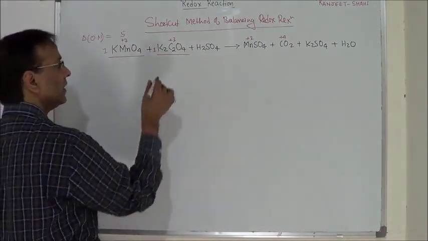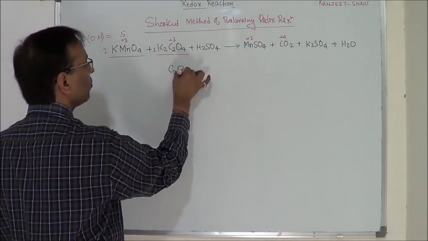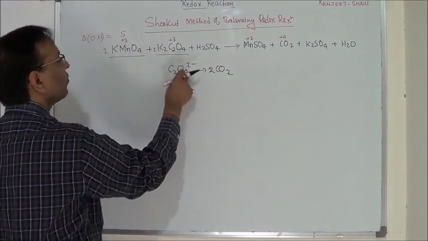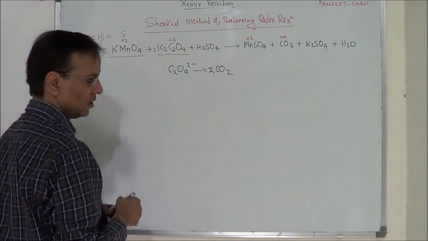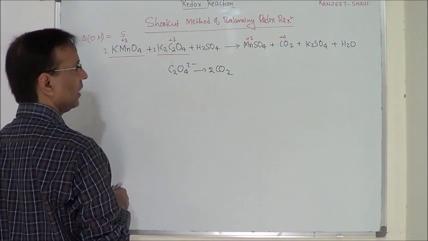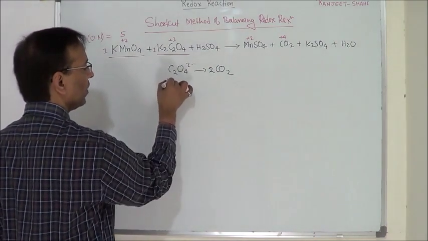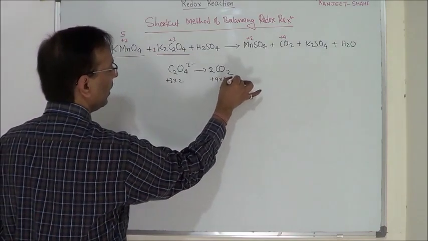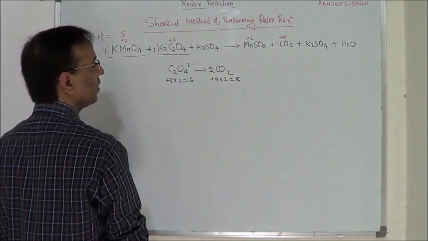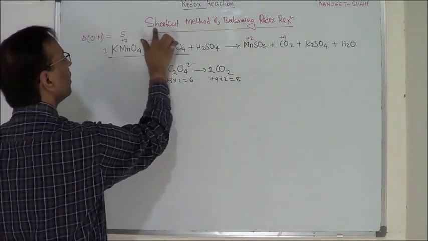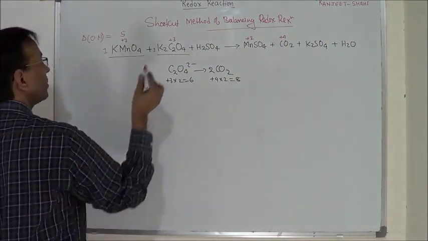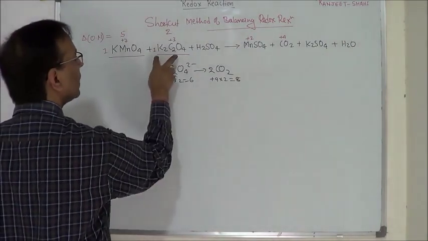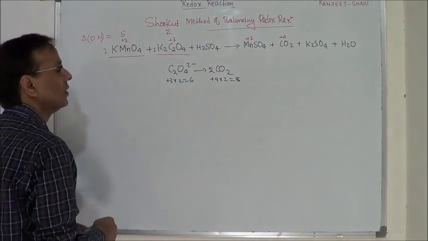We have to see it like this: C2O4 2 minus giving 2 CO2, then one formula unit will be accounted for. Plus 6 plus 3 into 2, plus 4 into 2, 8, that is 6. So here we have a difference of 2 in the oxidation number of oxalate.